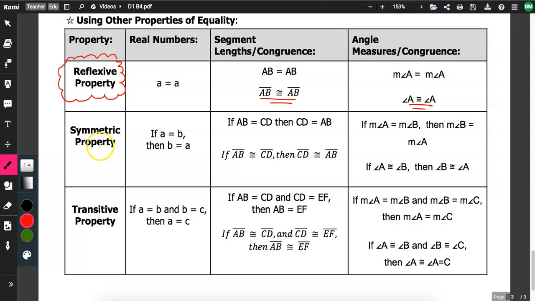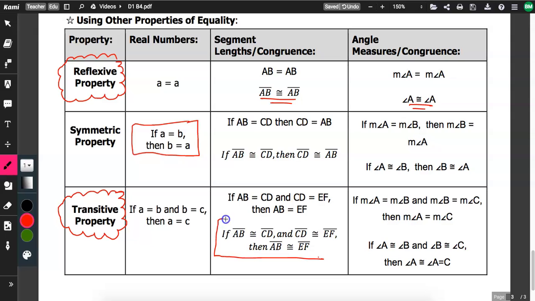The symmetric property, we don't use quite as much, but it's still worth knowing. That just means you can flip the order around the equal sign, right? If A equals B, then B equals A. And then our transitive property, we use that one a lot. We've already talked about this. If A equals B and B equals C, then A equals C. Here's a good example with segments. We might use it more with segments and angles in this class. Here's an example with angles. This one has a bit of a typo. This should just say angle A is congruent to angle C at the end. If A is congruent to B, B is congruent to C, then A is congruent to C.